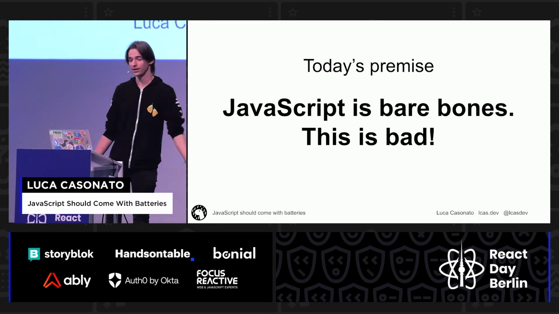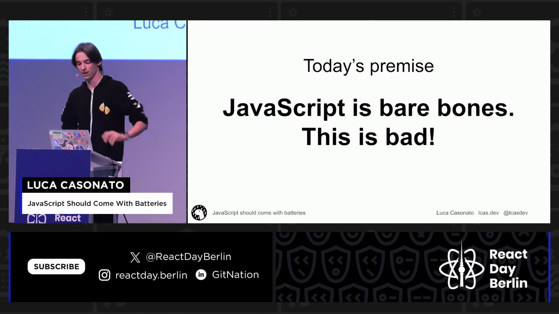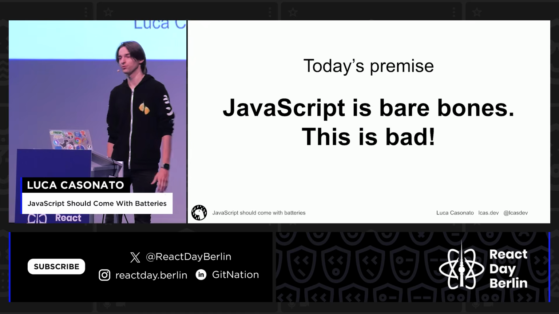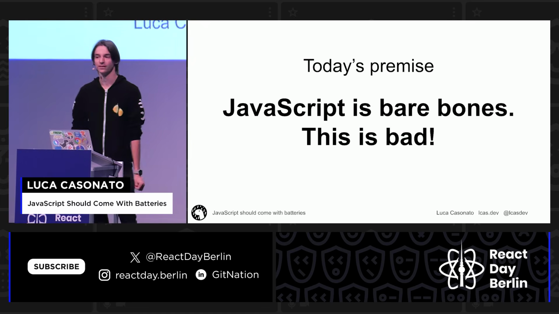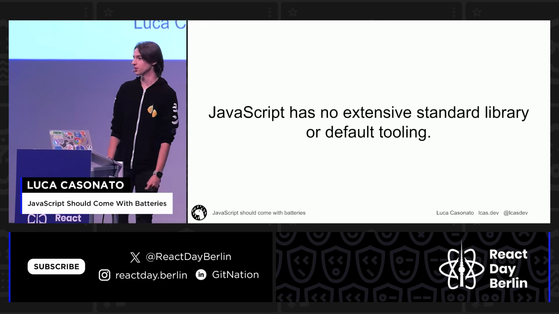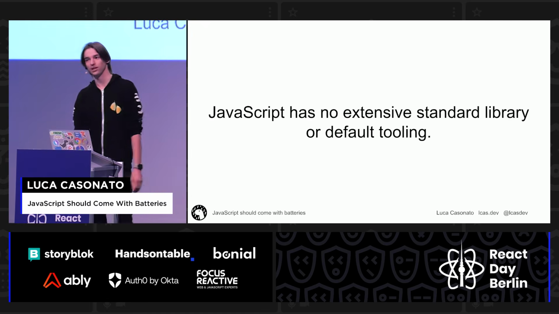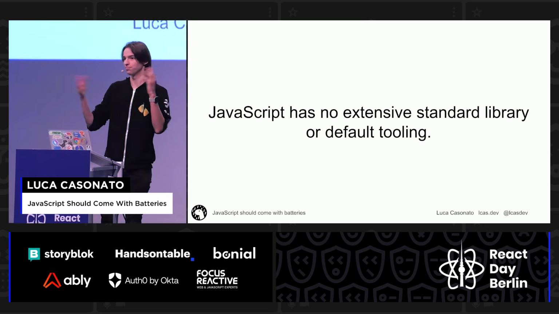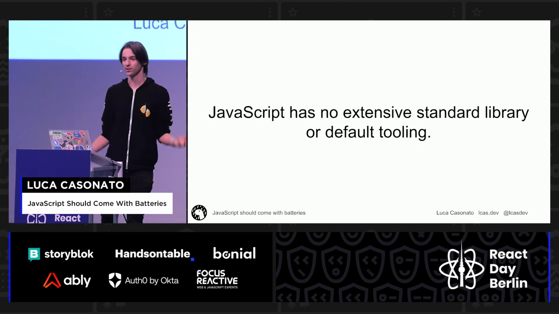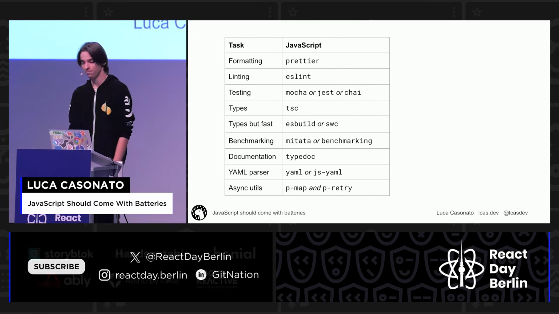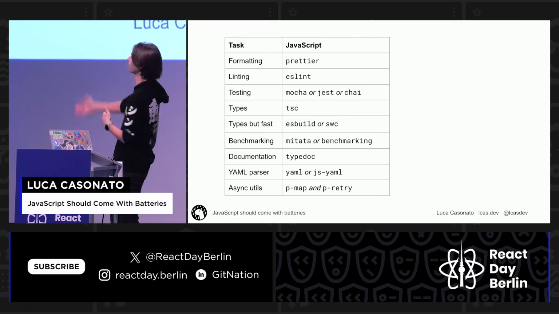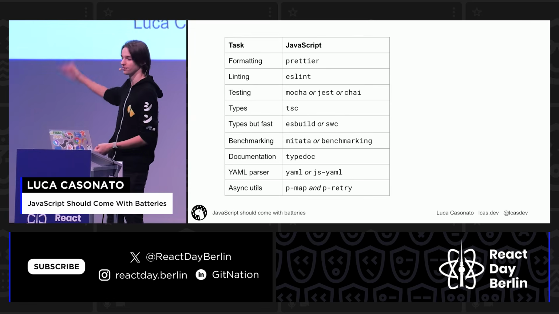So about my talk today, I have this premise that I'm going to try to argue, which is that JavaScript is too bare bones, and this is bad. What I mean by this is that JavaScript doesn't really have an extensive standard library or default tooling, but rather everybody sort of has to pack everything they want in their project together themselves. And this means that if you're setting up a new project, you have to go stare at a table like this and fill in the right-hand side, right?